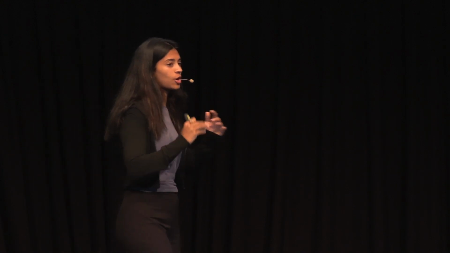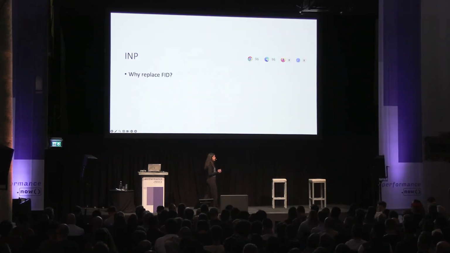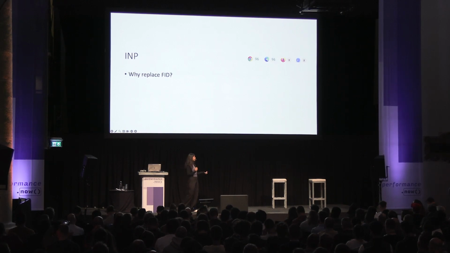The idea is FID only measures the first interaction of the page. And 90% of a user's time is spent after the page loads, after the first load. So you want to measure the interactions after the page has done loading, right? And that happens with INP. INP measures not just the first interaction, but every interaction after that. And then it gives you that worst interaction value, which is where the interactions are going bad.